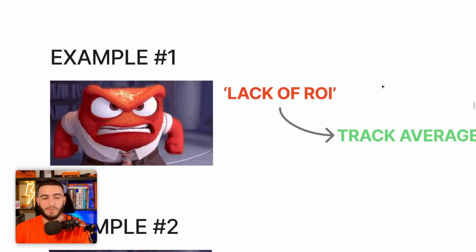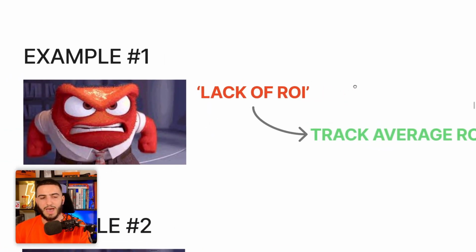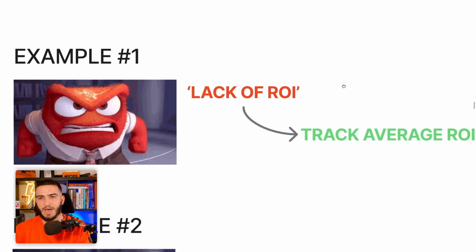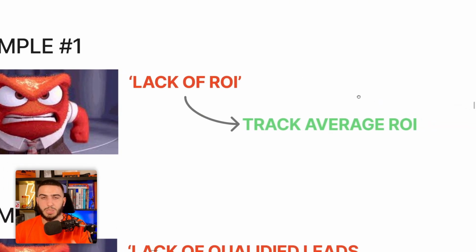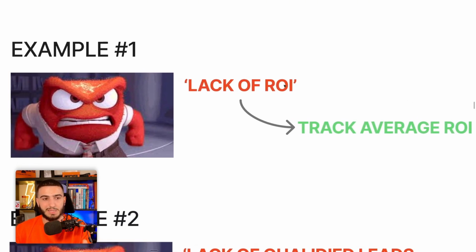So for example, guys, if you're going over your exit call recordings and you're noticing that a lot of people are saying they have a lack of ROI, then you want to actually track the average ROI for each client, because this can be an indicator of churn. If someone's not getting ROI, they're a lot more likely to leave you, right?